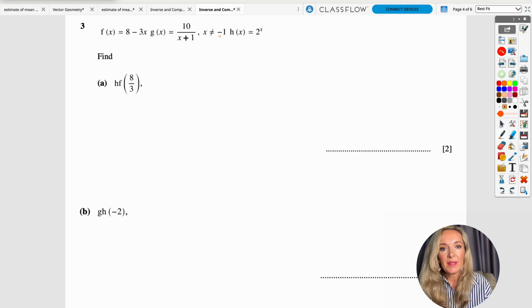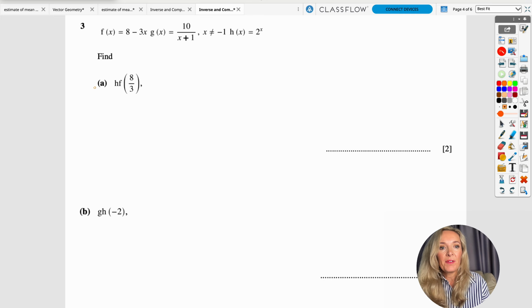Now it tells us that x cannot be equal to minus 1, and hopefully you can see why that is. If x becomes minus 1 here, then we get a fraction over 0, which is mathematically impossible. We can't have that, okay? We can't divide by 0. It just doesn't happen. H of x equals 2 to the power x. So we've got 3 different functions, actually.